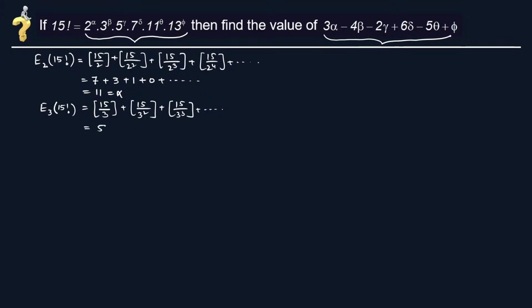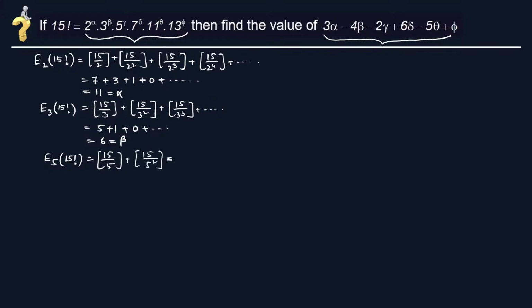So this is coming to 5. This is coming to 1 and again 0. So it is coming to 6, which is nothing but your beta. What is the exponent of 5? 15 over 5 plus 15 over 5 square.